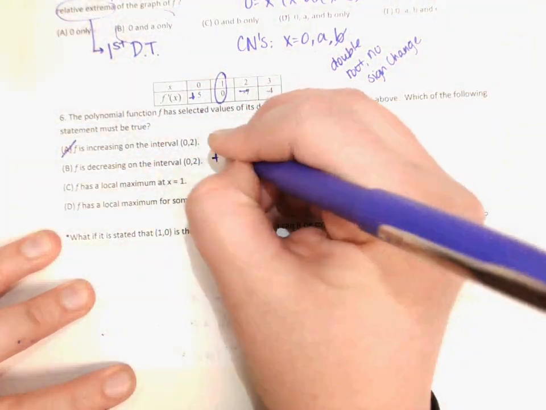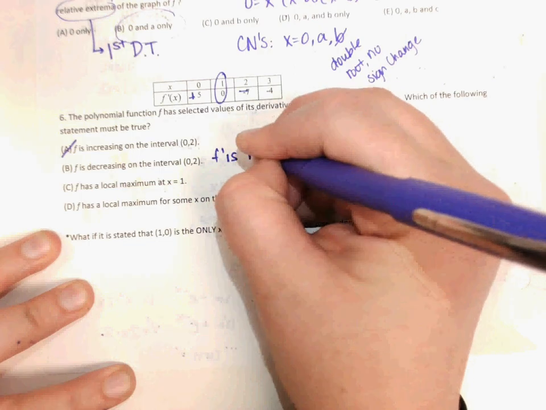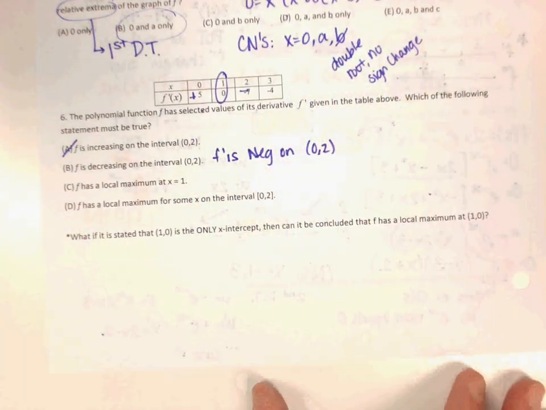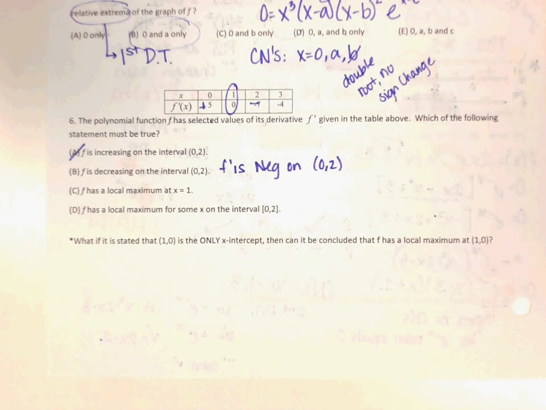This is saying f is decreasing. That means that f prime should have been negative on 0 to 2. Is that true? That's what that means. If f was decreasing, f prime would have come out to be negative. Is that true? No, there was a sign change.